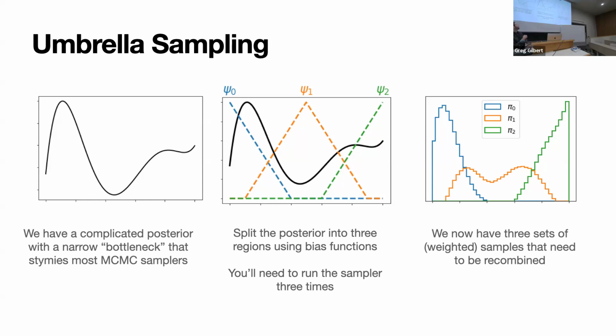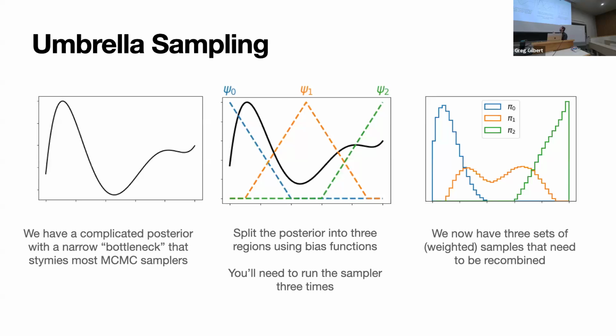Let's just say we start with some complicated posterior that has a narrow bottleneck in the middle. And if we ran just a regular sampler, we'd have a hard time moving from one of these peaks to the other peak. Right? Maybe we've run our sampler a few different times. We've gotten some different results where sometimes it clumps on one side, sometimes it clumps on the other. And we say, okay, we need to figure out how to get this to work smoothly altogether. So what we do is we split it up into 3 different regions.